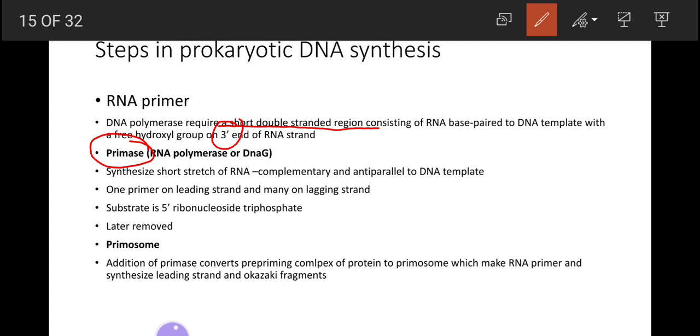Obviously, for the leading strand there will be one primer, and for the lagging strand there will be many primers. The substrate for the primer synthesis will be the 5' ribonucleoside, and after the completion of formation of the DNA, it will be removed. What is primosome? Addition of primase converts the pre-priming complex into primosome, which will make the RNA primer and synthesize the leading strand and Okazaki fragments.